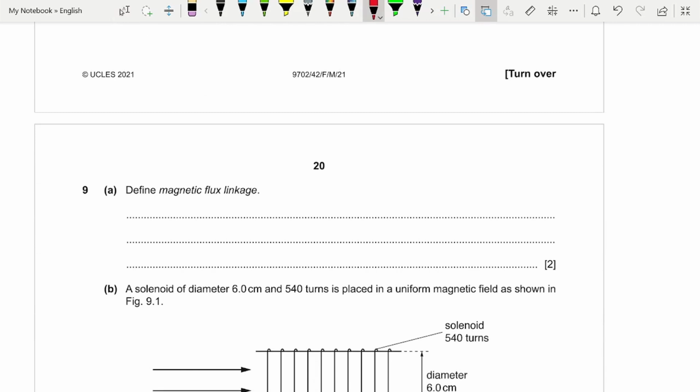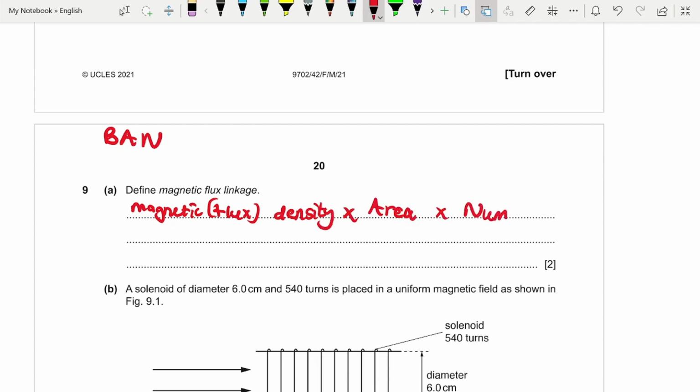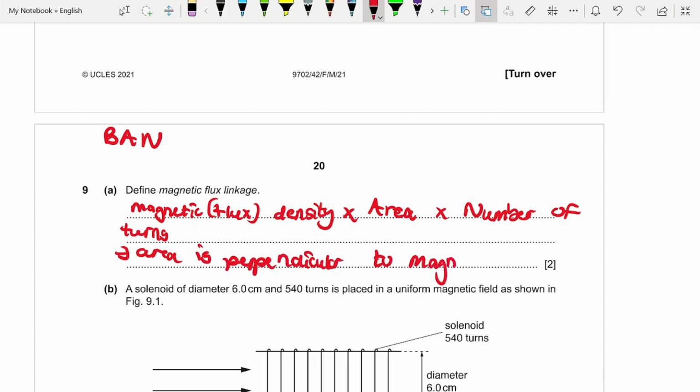How do you define magnetic flux linkage? Well, if you're using a formula, this is BAN, but basically it's the magnetic flux density multiplied by the area, multiplied by the number of turns, where the area is perpendicular to the magnetic field.